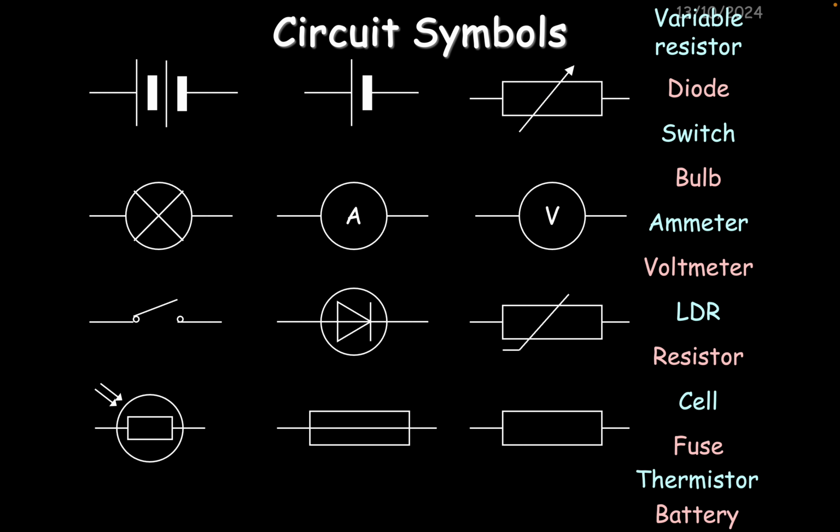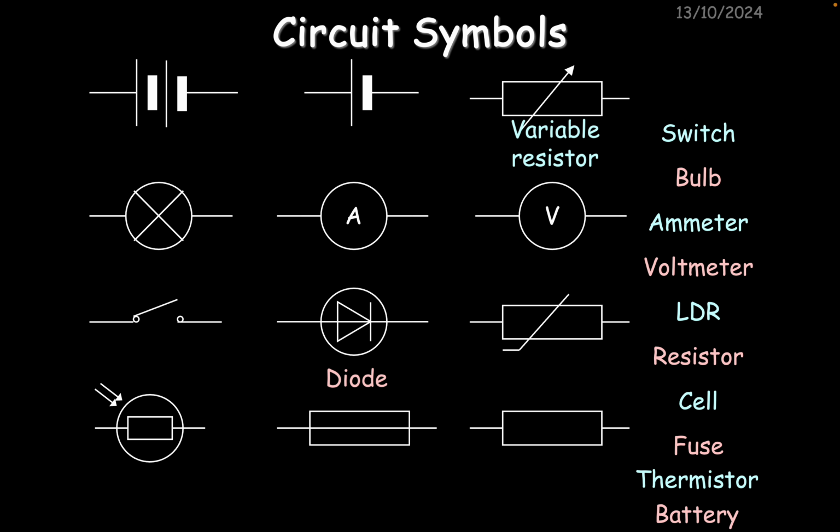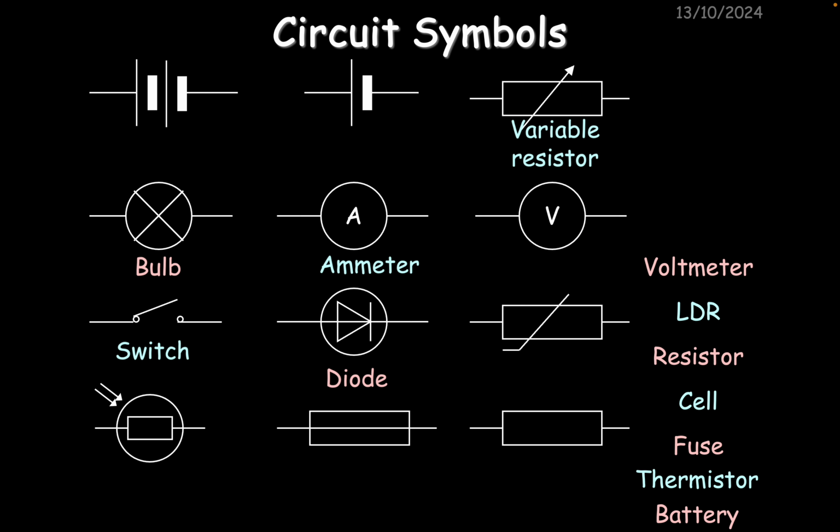Then, coming to DC circuits, we would use batteries and cells and different types of resistors, ammeters, voltmeters, filament lamps, switches, LDRs, fuses, diodes, thermistors, and fixed resistors, and you need to know all these symbols. The variable resistor is the one with the arrow, the diode is the one that looks like a funnel, and the electricity only flows in one direction through them. The switch is there. The bulb or filament lamp is the one with an X. For the voltmeter and ammeter, you need to know how to join them in circuits.